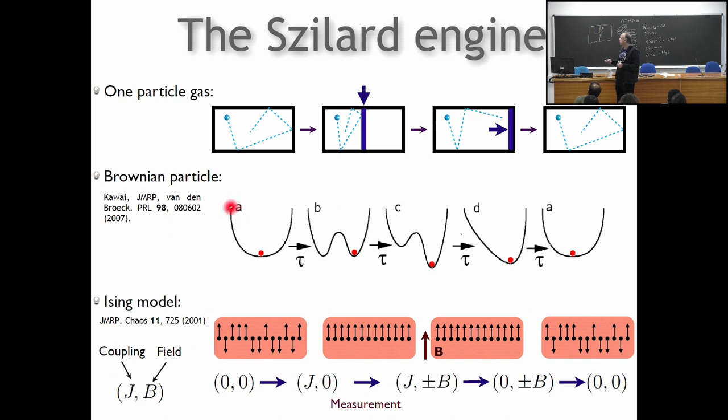So you can have a Brownian particle in one well. This is a potential well. If you follow this protocol, this cycle, you extract kT log 2. The protocol is to create a double well and then lower the well where the particle is. To complete this step, you need to measure. The idea is that in any implementation of the Szilard engine, first you need some symmetry breaking, some kind of two possibilities. Here is the piston, here is the well. Then you have to measure, and then you have to complete the cycle using the information gathered in the measurement.